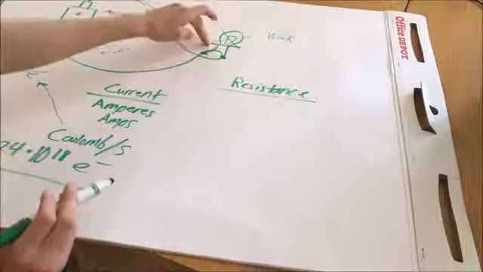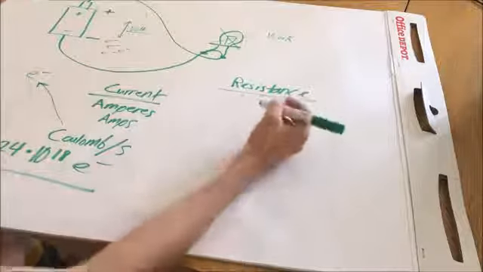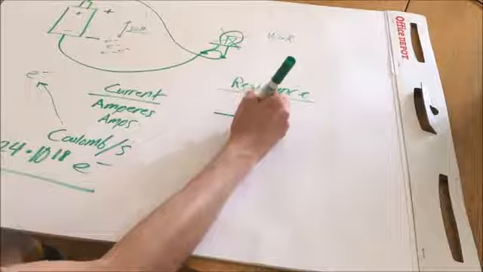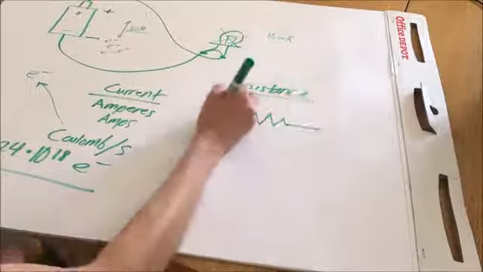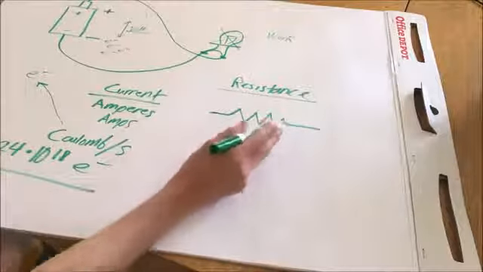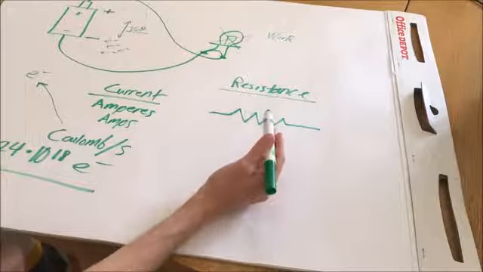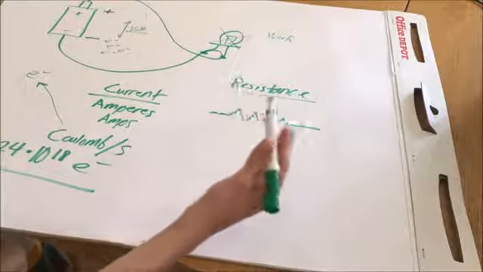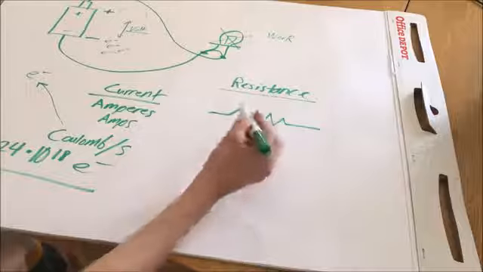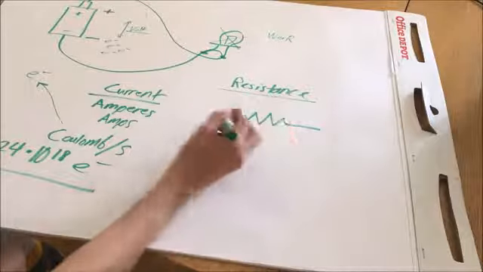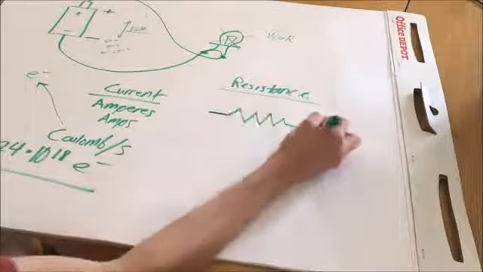So, to make this an actually useful circuit, we have to introduce a resistive element. Now, the symbol for a resistor is this squiggly line. And basically, this is an impedance, or, well, an impedance would be if it's alternating current. I'll get into that later. But this is a resistance against the flow of current through the circuit.